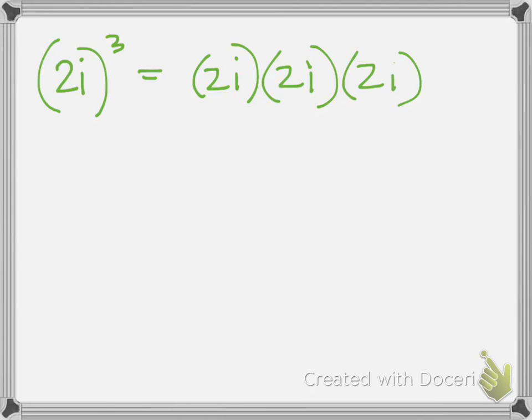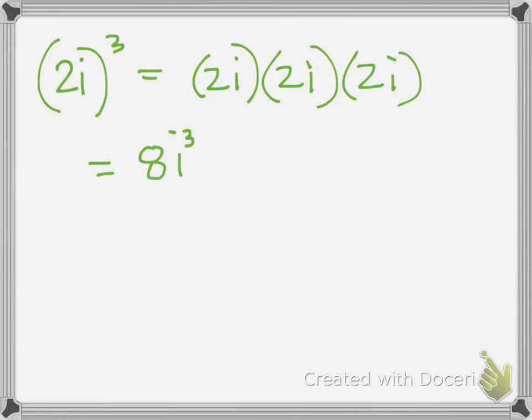All right, what if you get something like this? 2i cubed means 2i times 2i times 2i. So you multiply all the 2's. 2 times 2 is 4, times 2 is 8. i times i times i is i cubed.